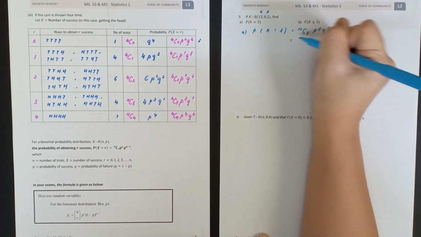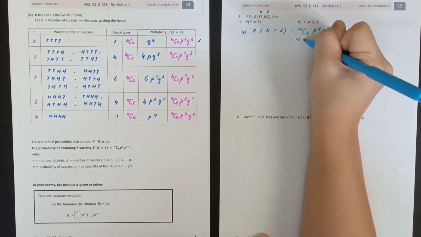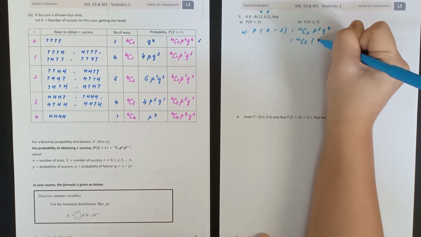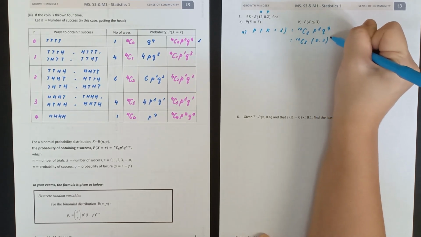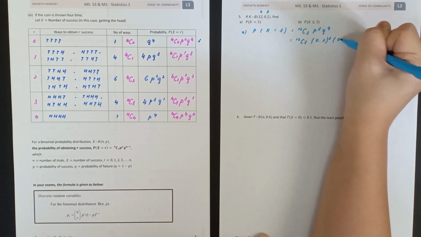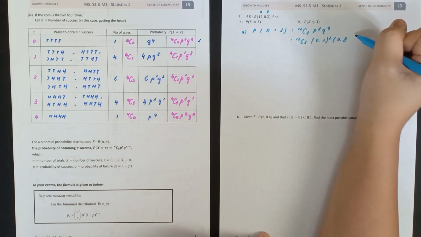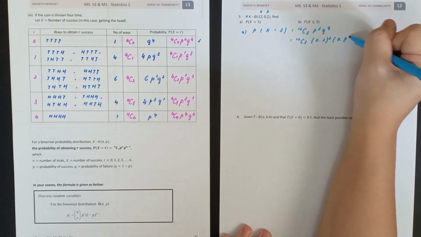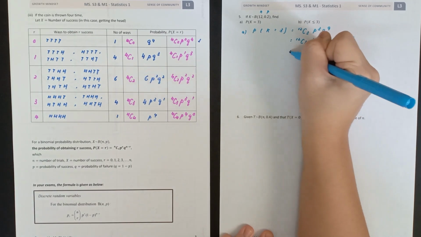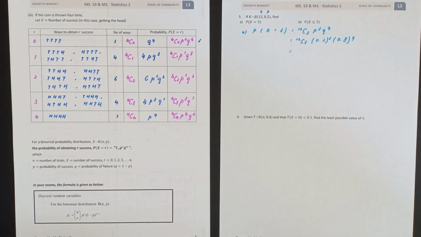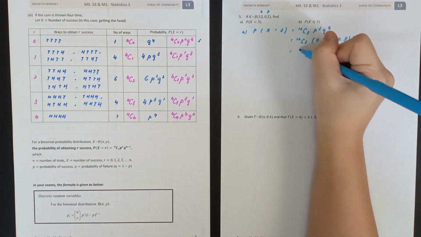Then it will be equal to 12C3, p is 0.2 to the power 3, and then q is 0.8, which is 1 minus 0.2, to the power 9. So you will get your answer, which gives you 0.236.